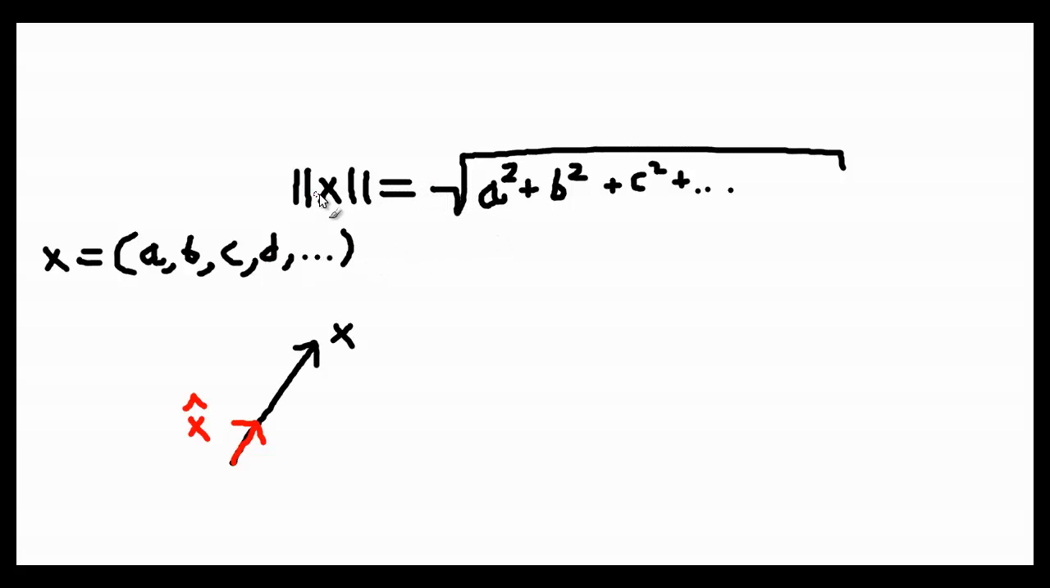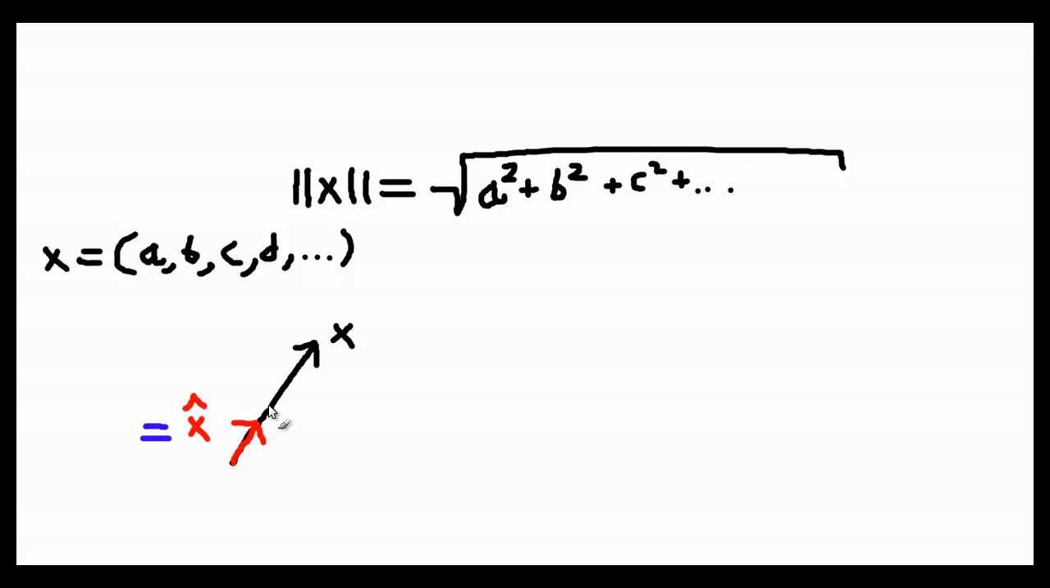Now, a norm is defined by the norm of x is equal to the square root of a squared plus b squared plus c squared plus, and then it's going to go on and on. So this is our unit vector, which is going to get its definition from x and the norm of x. And the unit vector is here in red.